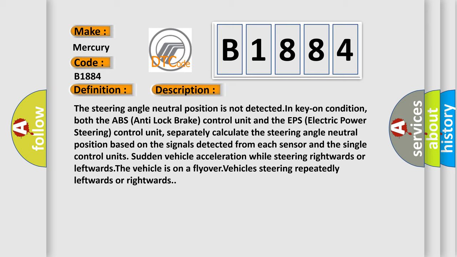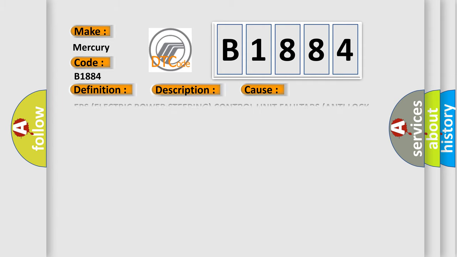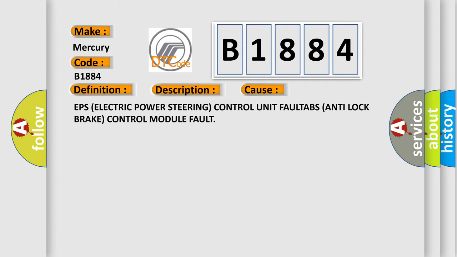Both the ABS anti-lock brake control unit and the EPS electric power steering control unit separately calculate the steering angle neutral position based on the signals detected from each sensor and the single control unit's sudden vehicle acceleration while steering rightwards or leftwards. The vehicle is on a flyover, steering repeatedly leftwards or rightwards. This diagnostic error occurs most often in these cases: EPS electric power steering control unit fault, ABS anti-lock brake control module fault.